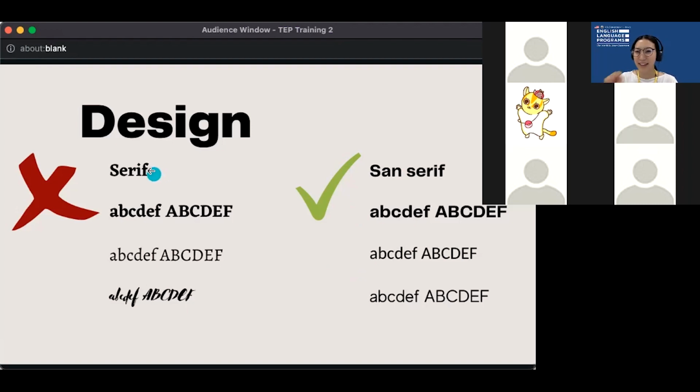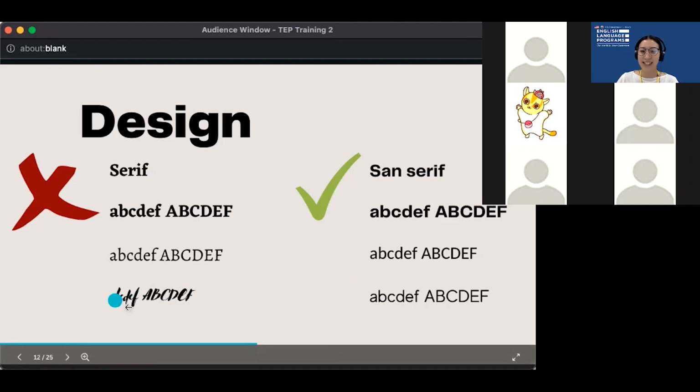Serif fonts have that little tick at the ends of the letters. Also, a font like this that is curly and fancy is going to be very difficult to read. Actually, this doesn't even look like A, B, C, D, E, F, right? This is very hard to read.